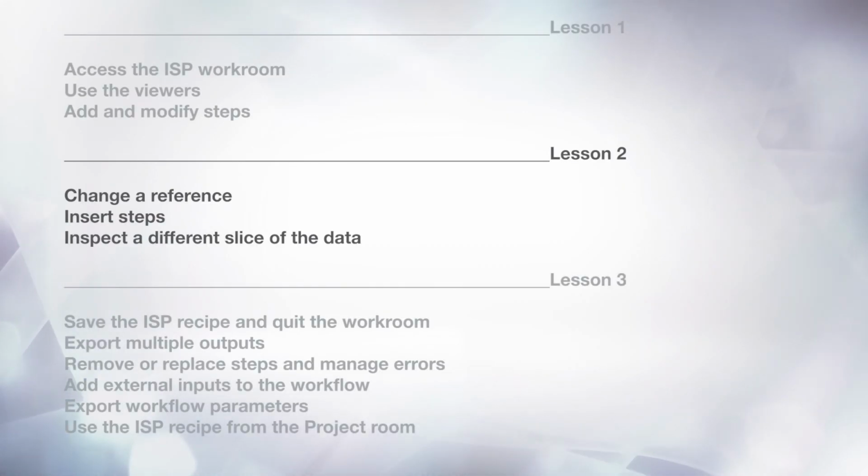As a summary, in these first lessons, you should have learned how to access the image stack processing workroom, use the viewers, add and modify steps, change the reference, insert steps, inspect a different slice of the data. In the last lesson, we will see how to save the image stack processing recipe and quit the workroom, export multiple outputs, remove or replace steps and manage errors, add external inputs to the workflow, export workflow parameters, use the image stack processing recipe from the project room.